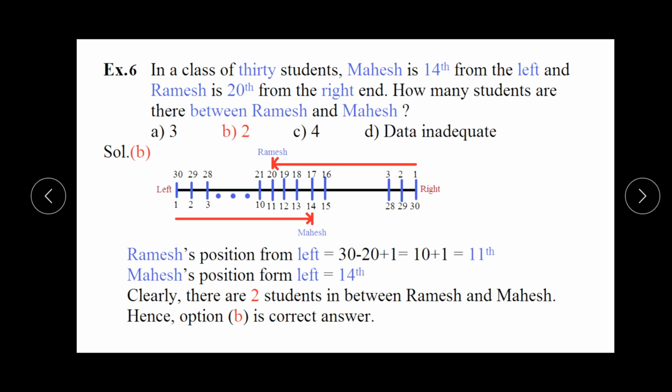If we are only subtracting 11 from 14th, that time we are finding the gap. 14 minus 11, there is a gap of 3 persons. But in these 3 persons, Mahesh is counted, and we will not count Mahesh. It means 14 minus 11 minus 1, and that will be 2 persons. There are 2 persons between Ramesh and Mahesh.